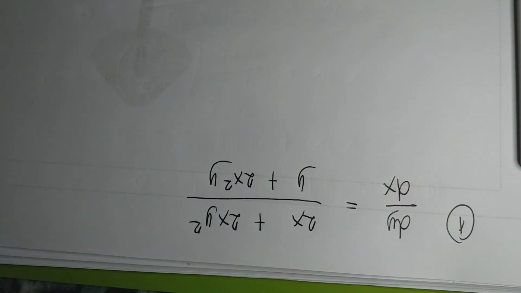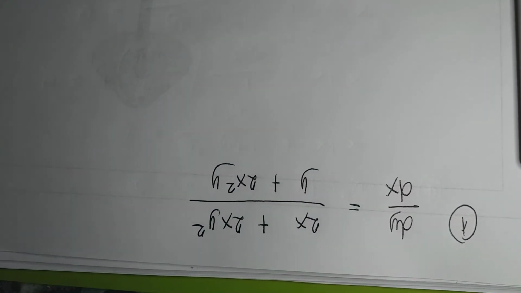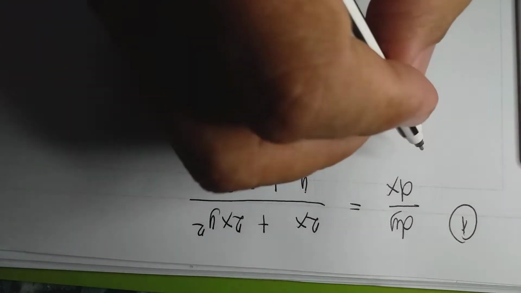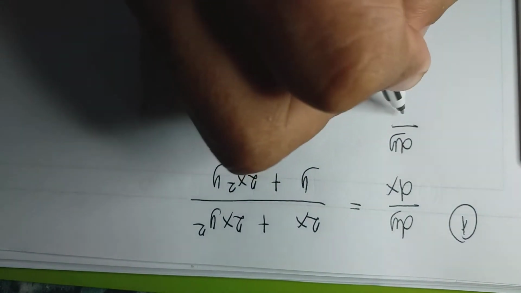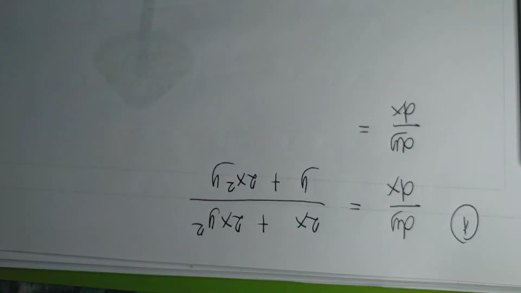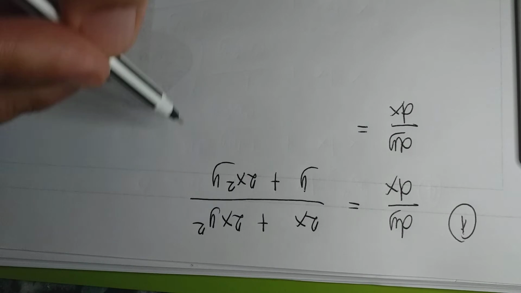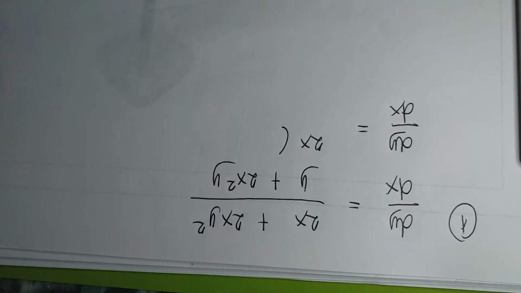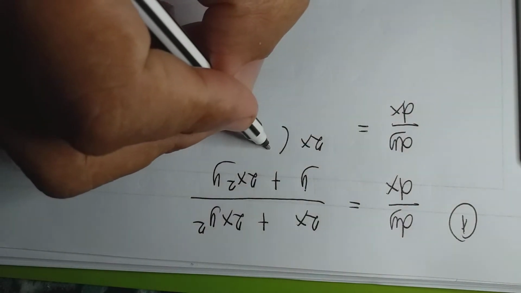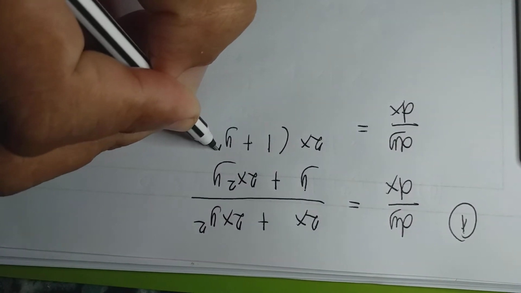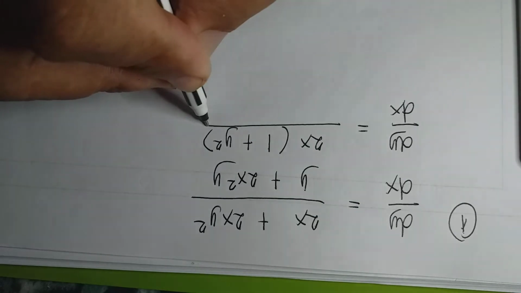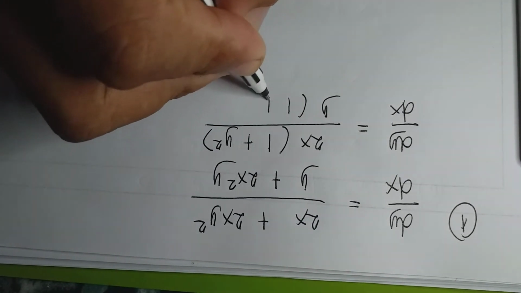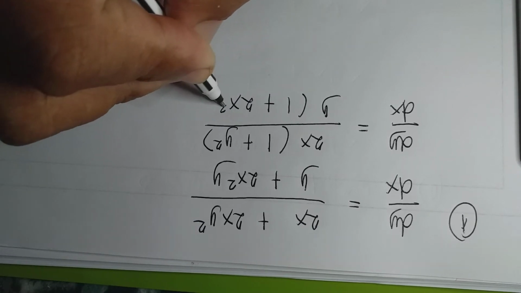The first thing that we have to do here is to separate the variables x and y. So the first thing that we have to do is, for dy over dx, to factor out the common factor of the numerator and denominator. In this case, we have 2x as the common factor of the numerator times 1 plus y squared, all over the common factor of the denominator, y times 1 plus 2x squared.